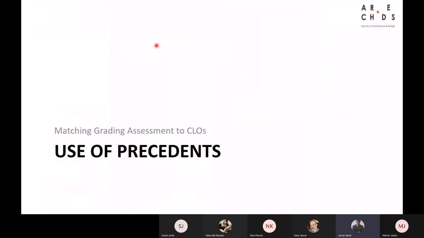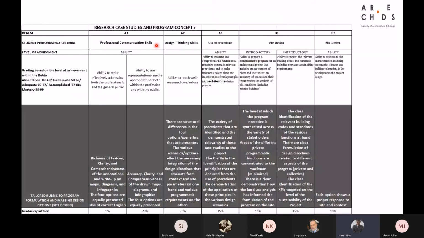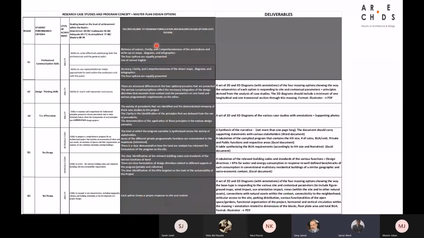We have undertaken 52 case studies in total that were reserved for them as a basis for their review, with 32 potential lenses that they had to undertake. And in one of the lectures, I applied those lenses myself to the analysis of 2 projects, and then showed them how this is done. This is the case study, program concept, the lexicon, what is this, and the set of deliverables.